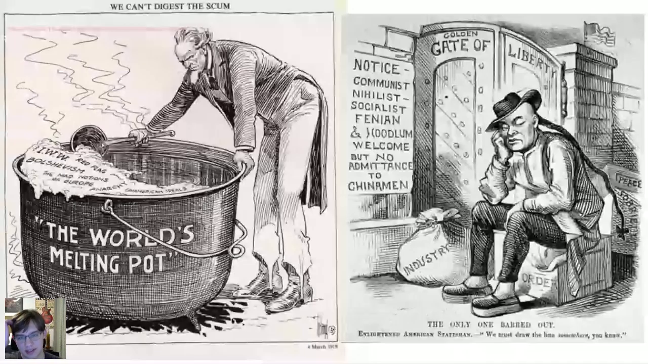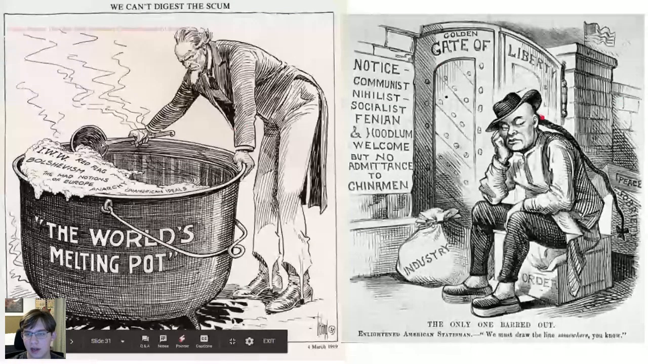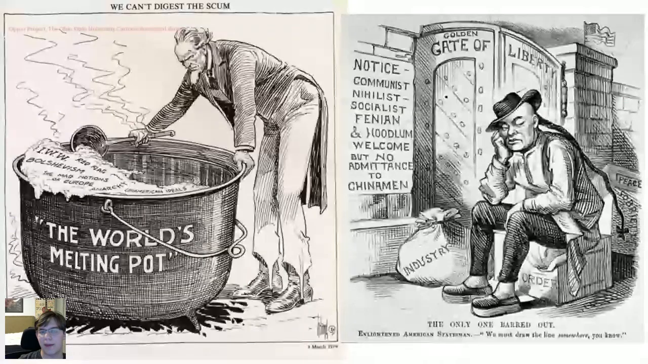And then you also see this political comic about the Chinese, and so you see the Golden Gate of Liberty over here, and you have a Chinese man, and you can tell he's Chinese not only because of the queue, but also because of some other features. And you can see it says, "Notice, communist, nihilist, socialist, Fenian, and hoodlum welcome, but no admittance to Chinamen." That really poses a message in this political comic about how nativism really kept people out. And there were some really racist ideas that formed, not just about the Irish and the Chinese, but about any foreign people coming in.